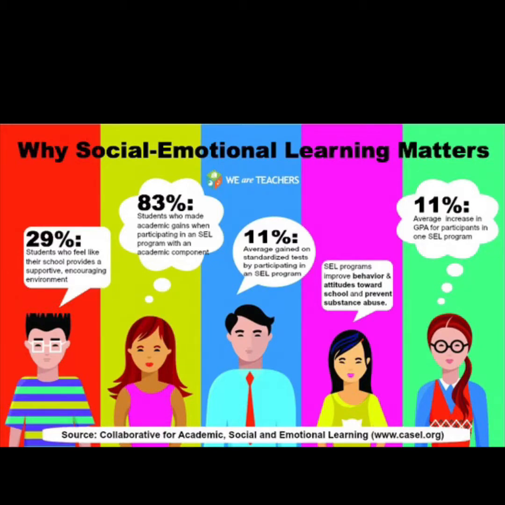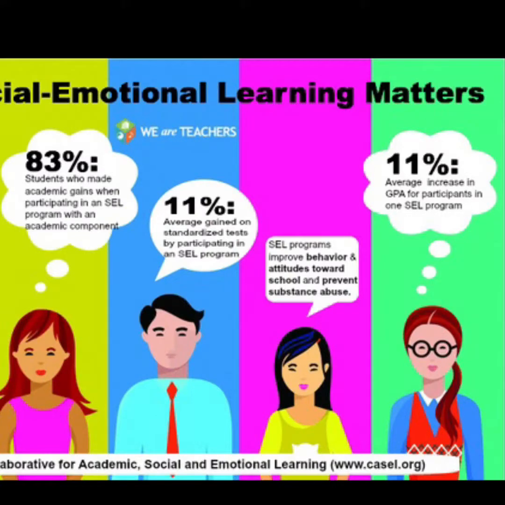So according to this graph here, 29% of students feel like their school provides a supportive, encouraging environment, and that's not a whole lot. 83% of students who participate in SEL gained academically, which means that they did better on their homework and tests when they felt like they had a comfortable environment. Science tells us that when students feel happier and they feel more comfortable at school, they oftentimes do better.